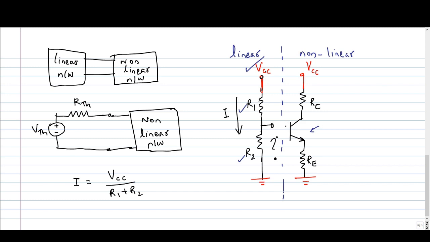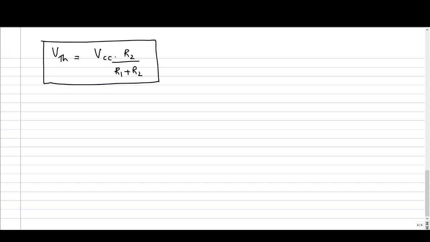So open circuit voltage at this terminal, VOC or VTH, is the voltage drop across R2, that is I into R2. VTH is I into R2. So I is VCC by R1 plus R2, into R2. That is the value of VTH. So remember this, VTH is VCC into R2 by R1 plus R2. So we got the value of Thevenin voltage.